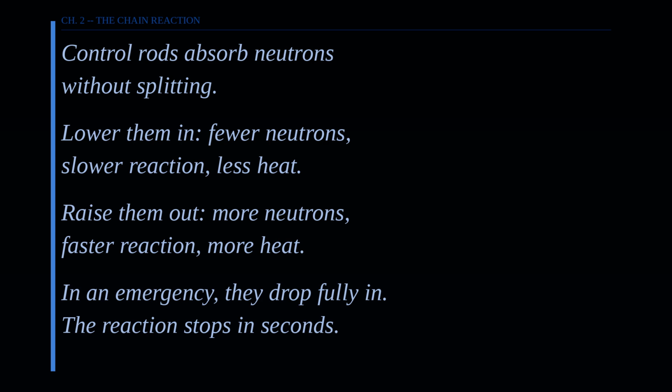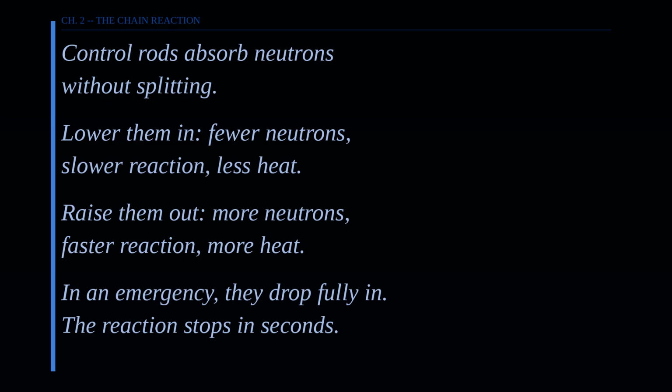Lower the control rods into the reactor core, and more neutrons are absorbed before they can reach uranium fuel. The multiplication factor drops below 1. The reaction begins to die out, the heat output decreases. Raise the control rods partially out of the core, and fewer neutrons are absorbed. More of them reach the fuel. The multiplication factor rises toward 1 and then above it. The heat output increases. The operators of a nuclear plant constantly adjust the position of the control rods to maintain the exact level of power output the grid demands.